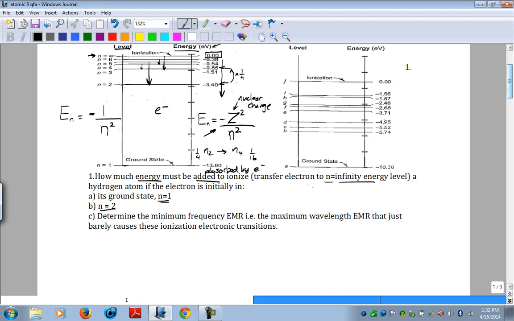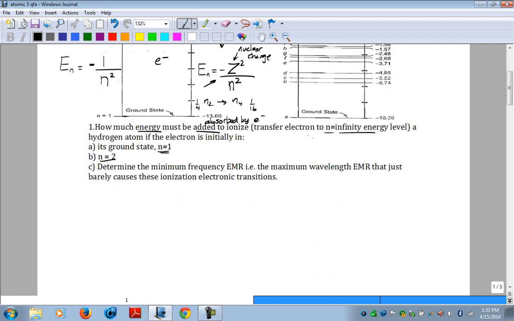So let's see how to do that calculation. In just about every calculation in this unit, you want to show that you're following the conservation of energy. Energy cannot be created, nor can it be destroyed. So we write the somewhat trivial statement: the energy absorbed by the electron, and what energy is that? That's the photon that it's absorbing, is equal to the change in energy of the electron.